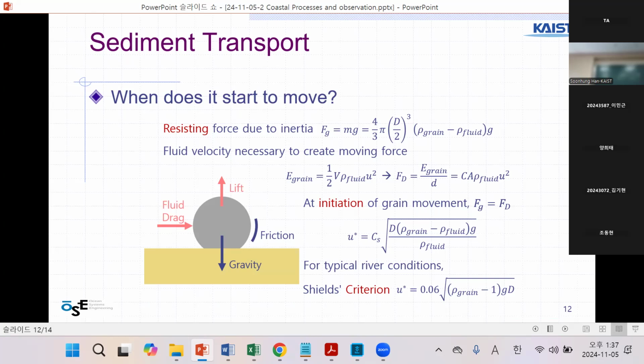So I'm not explaining that. There is a simple criterion, typically for river conditions, because the density of water, or weight, is different. And then rho is the density of grain. G may be the gravitational acceleration, and D is the diameter of this object. So by using these numbers, you can estimate it depending on the water stream speed.